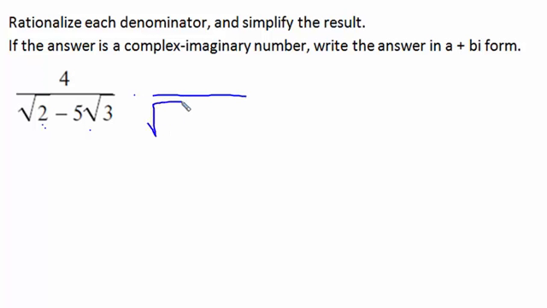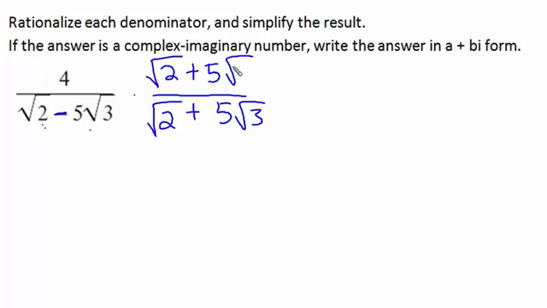So that simply means use the same numbers but do the opposite operation between them. So the minus here will show up as a plus in the conjugate. So we're going to multiply top and bottom of the original fraction by the same thing.